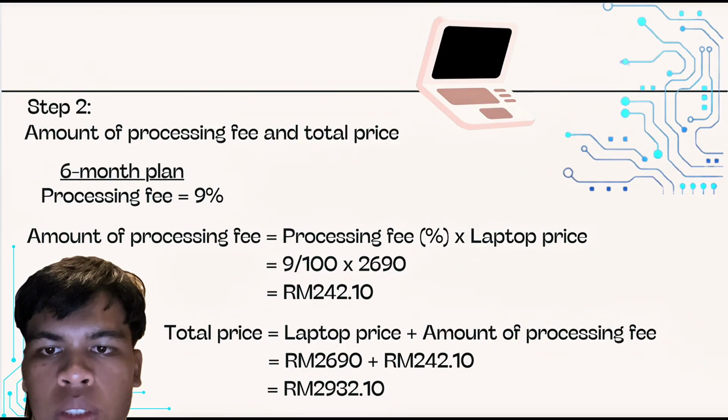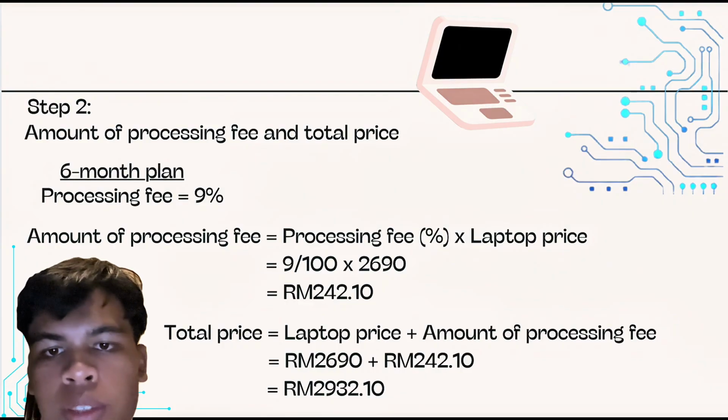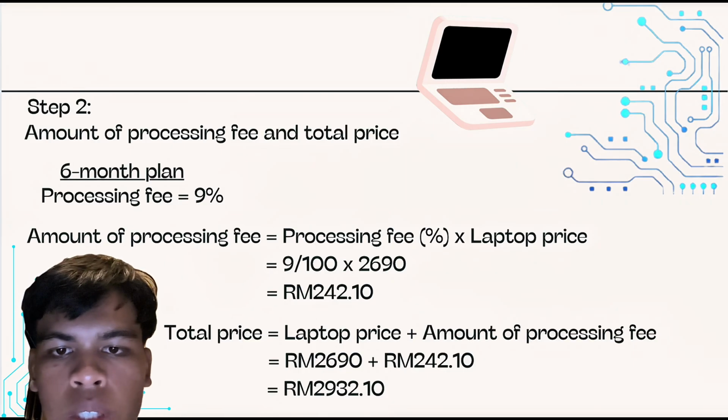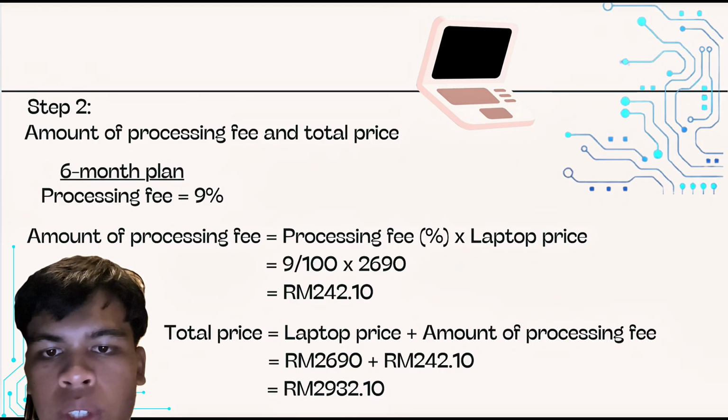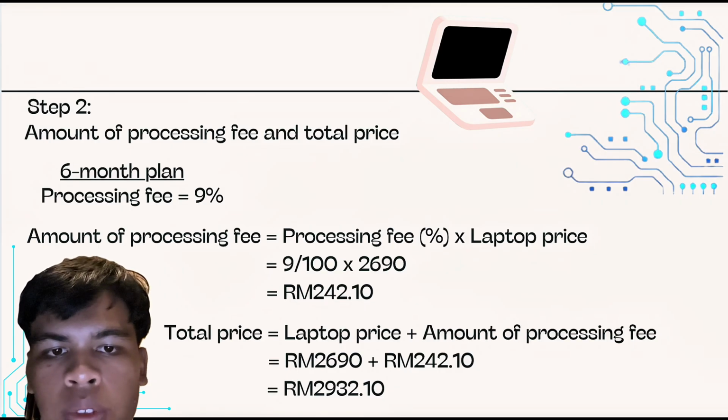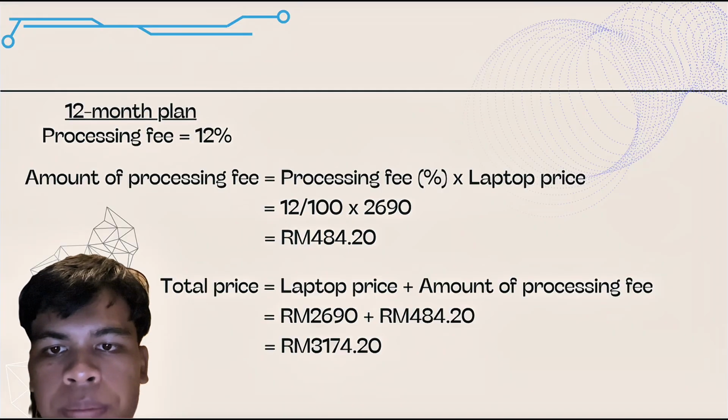Next, step 2 is we want to find the amount of processing fee and total price. For the 6-month plan, the processing fee is 9%. And by using the amount of processing fee formula, the final answer should be 242 ringgit and 10 cent. For the total price, also use the formula given and the final answer should be 2,932 ringgit and 10 cent.